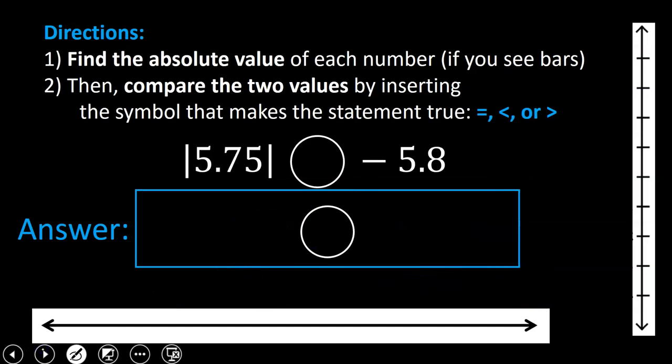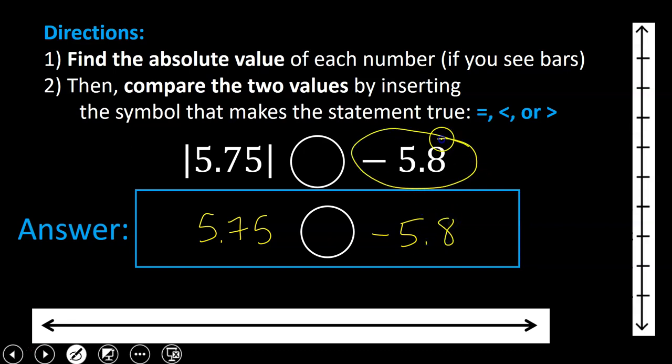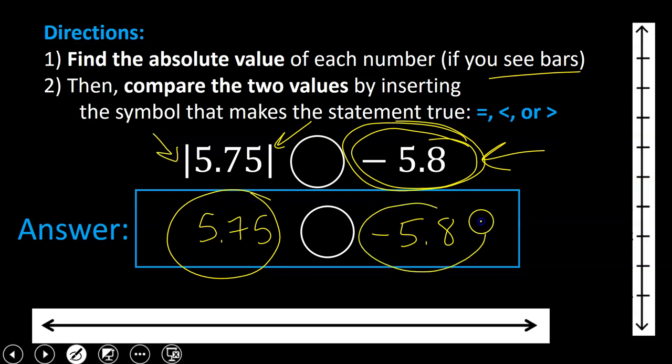All right, now we're comparing the absolute value of 5.75, which is actually 5.75, to -5.8. So we do not take the absolute value of this because there were no bars. These bars mean absolute value. There were no absolute value bars around the -5.8. Now, this should be a simple comparison. A positive number is always going to be greater than a negative number, so we put a greater than symbol in between.